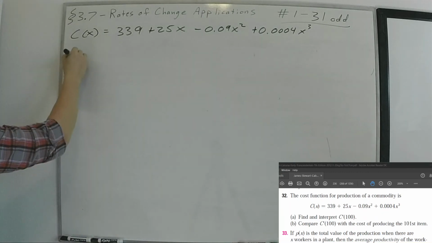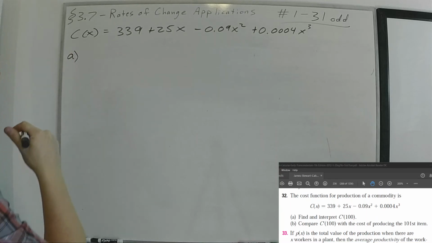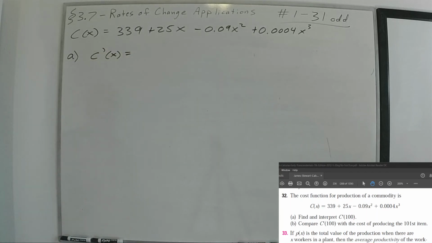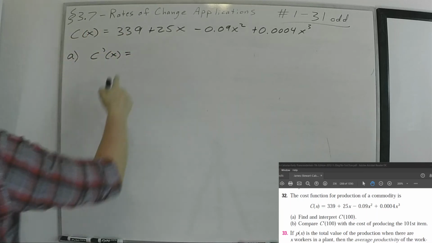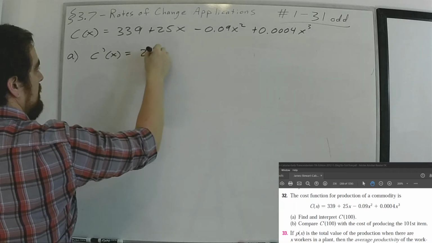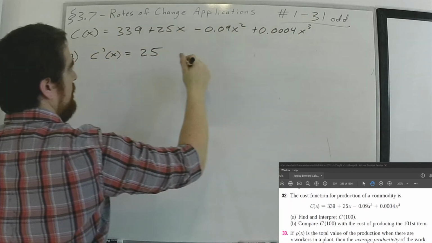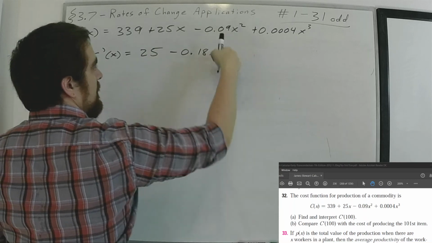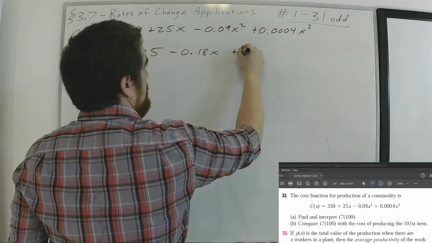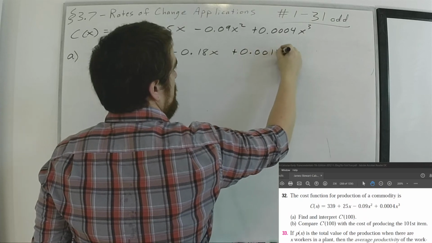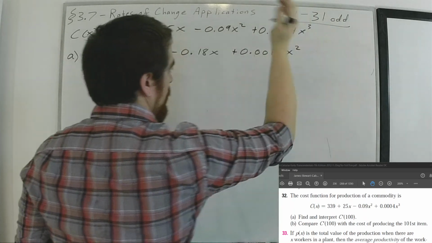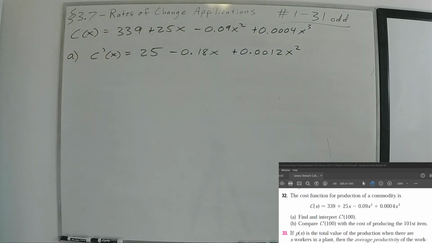So for part A, again, it asks find and interpret C prime of 100. So first we need C prime, which is our marginal cost. So I'm just going to differentiate term by term, right? That's going to be 0. That's going to be just 25. And I don't know why they put it in increasing order as far as the powers go. They just do. Double that 0.09, you get 0.18. The x will stay there, reduce that power, plus 3 times 0.0004, I'll get 0.0012x squared. So just power rule, not too crazy.